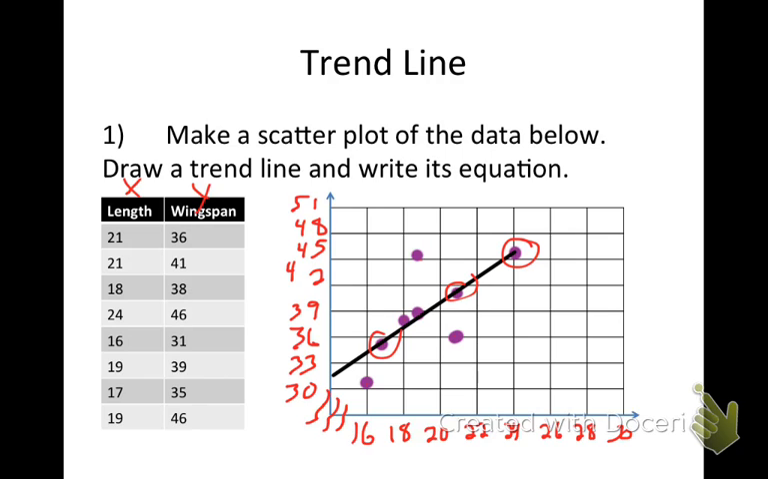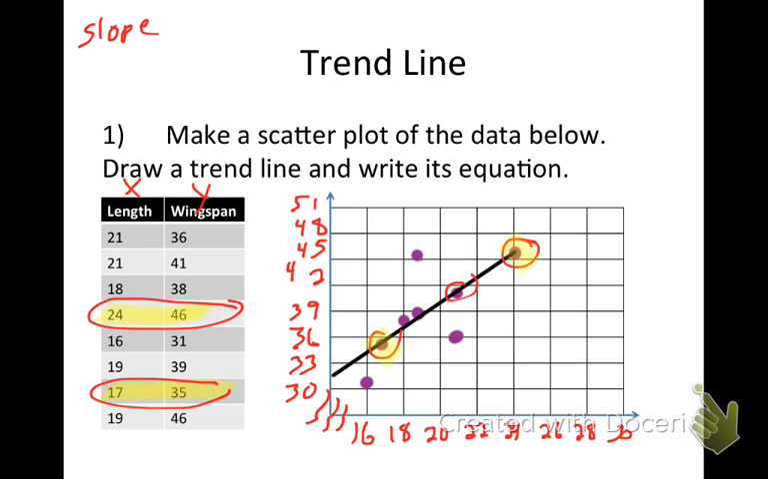Now again, why do I want to have it go through coordinates? Because next I need to find the slope. So to find the slope, I'm going to use this coordinate here, which was, what was that, 24, 46. And I'm going to use this coordinate here, which was 17, 35. So I'm going to use those 2 coordinates. Now I'm going to find the slope.